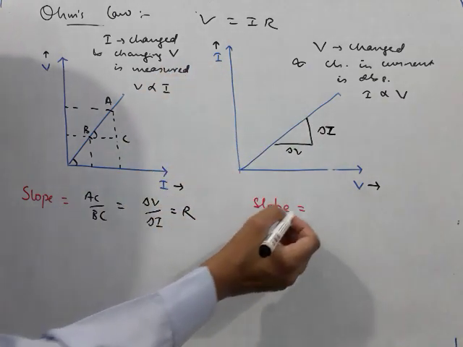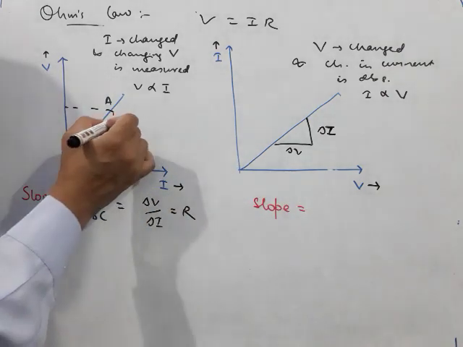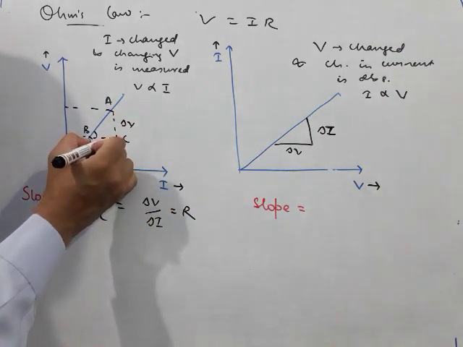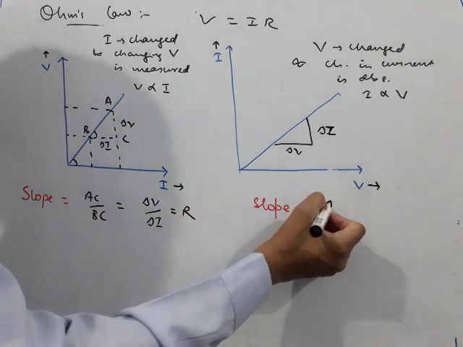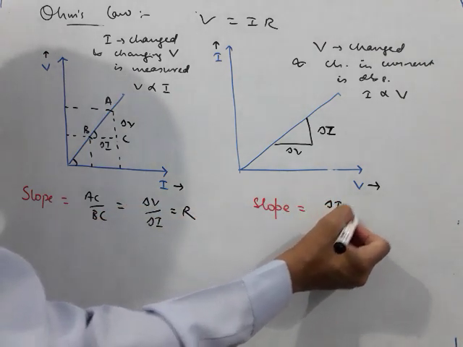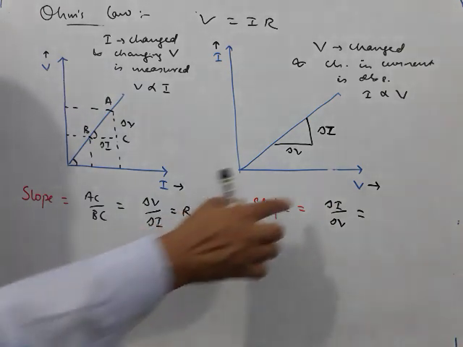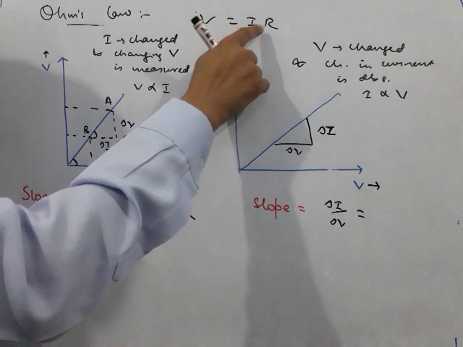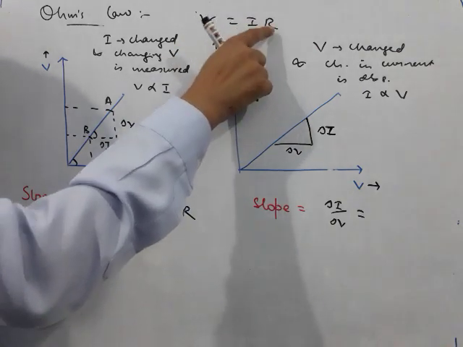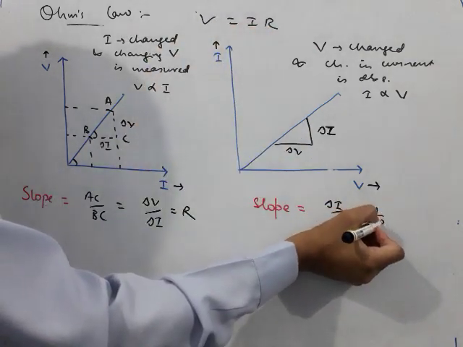So slope in this case will be, here this was delta V, this was delta I. It is opposite here. Here it was delta V by delta I, here it will be delta I upon delta V, or I upon V. Now from this equation you can see V is equal to IR. So I upon V will be how much? 1 upon R.